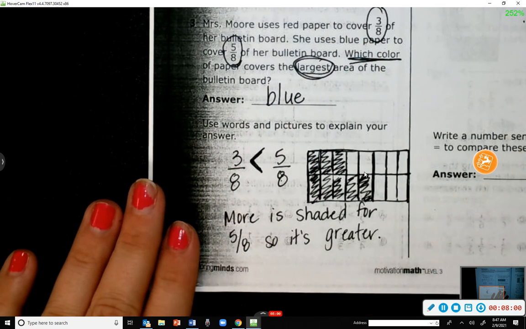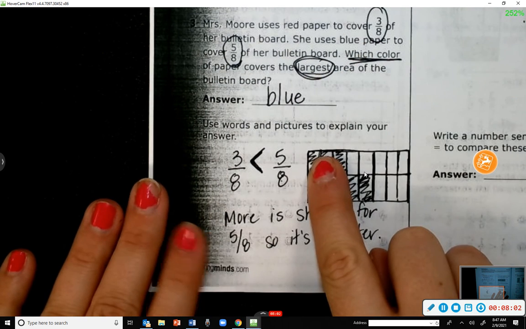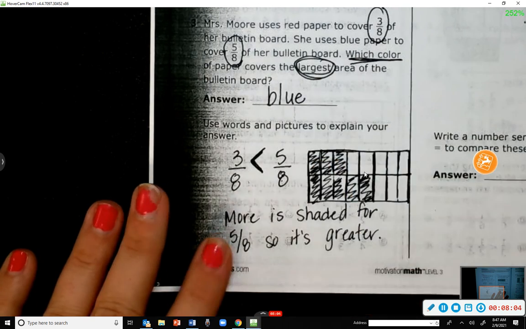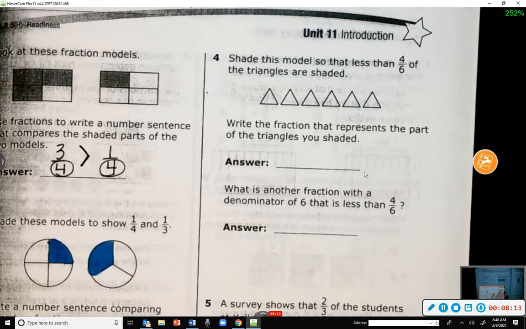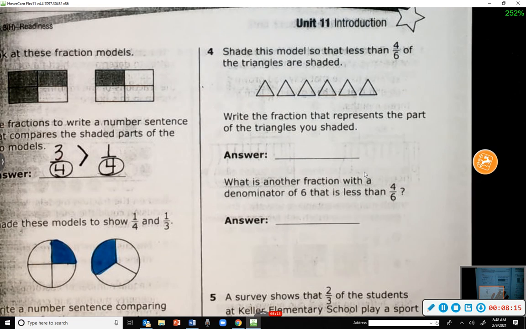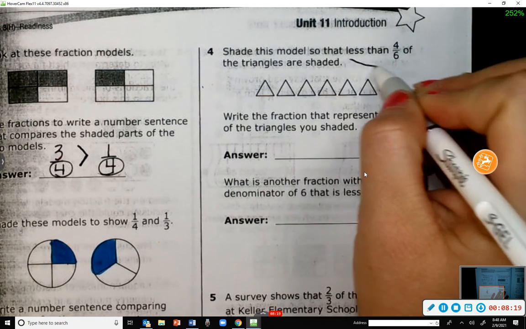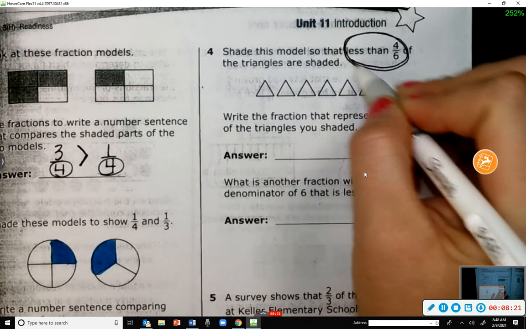Don't do all that work and get it correct and do everything right and then go up here and put red. Okay? Make sure you're answering the question that it asks you. Number 4. Shade this model so that less than 4/6 of the triangles are shaded. Okay? Less than 4/6, we need to circle that.